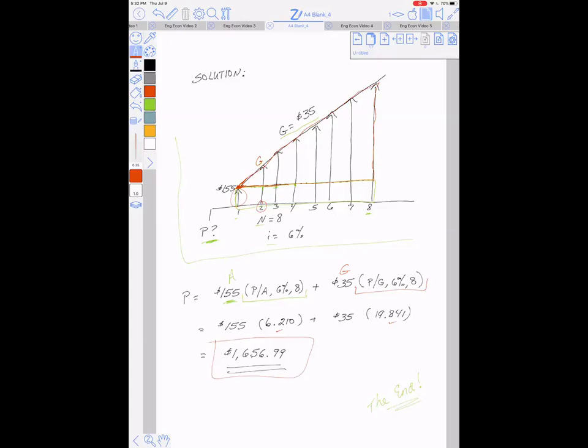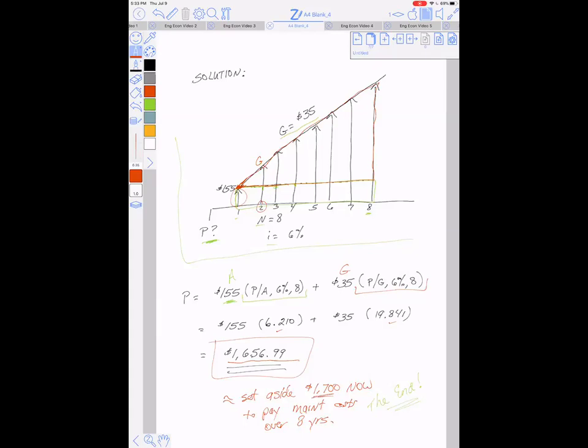$1,656.99. So if I were doing this as an engineer for a company, I would say set aside $1,700, rounding up a little bit, now to pay maintenance costs of this machine over the full 8-year expected life of the machine. You might even round up to $2,000, but at a minimum, it's $1,657, earning interest each year, making $155 withdrawals the first year to pay the maintenance, and then $155 plus $35 additional dollars each additional year, going up by $35 each year.